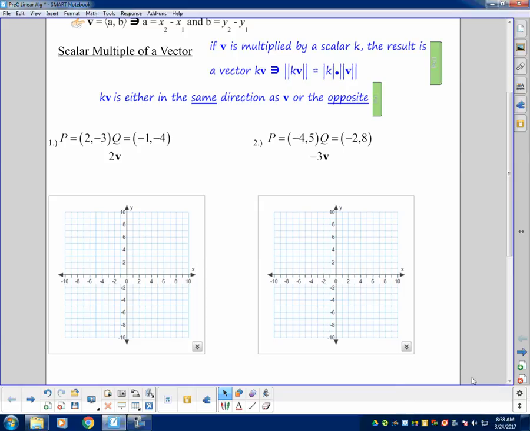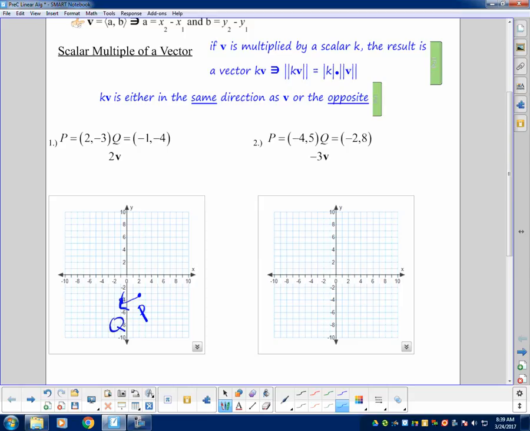So with your 3 different colors, in here we go. We're going to start by plotting PQ and putting an arrow on the end of it, making it into a vector. So P is at the point (2, -3), so 2 over, 3 down. That's P. And then Q is at (-1, -4). So it's going from P to Q, and I'm going to do that in blue. So P to Q, the arrow's heading towards that 3rd quadrant there.